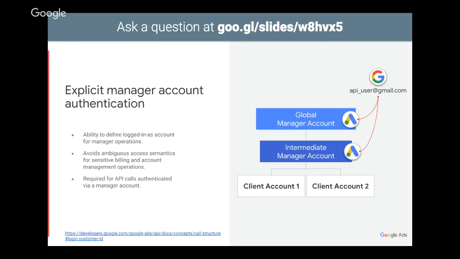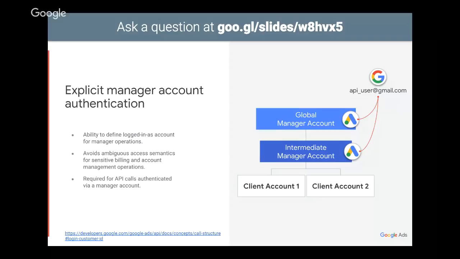Okay, before I get to those, another thing that we want to mention, it's new to the Google Ads API, is explicit manager account authentication. So what this is, we're giving you the ability to define which manager account you're logged in as when you log into the API as a manager account and operate on client accounts. The reason that we're doing this is it avoids ambiguous access semantics for some sensitive operations that you can do with the API. And so looking at this diagram that's on the right-hand side of the screen here, this is a relatively new concept.